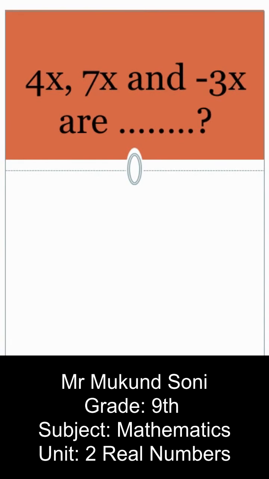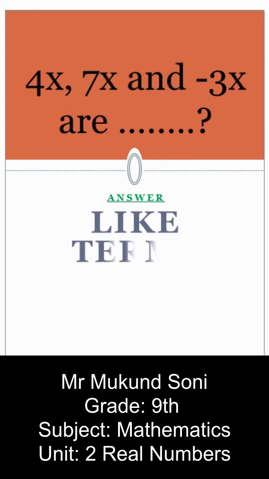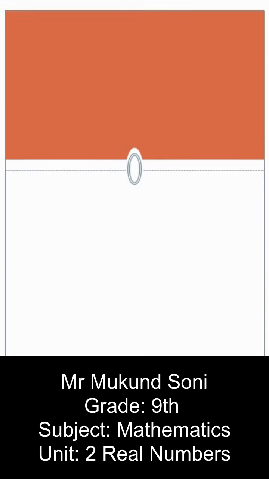4x, 7x and negative 3x, are they like terms or unlike terms? The correct answer is these are like terms because they are having the same variable with each. That's why they are like terms.